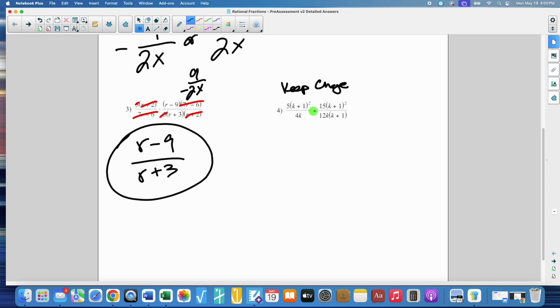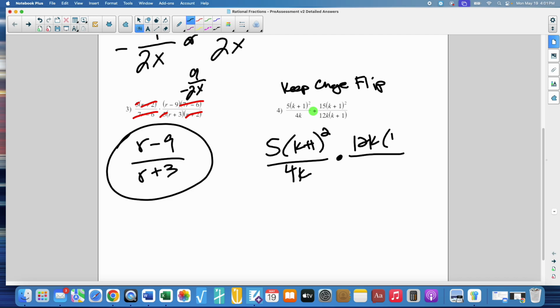Yeah, first step is to keep, change, and flip. Keep, change, flip. We're going to keep the numerator. We're going to change to multiplication, and then we're going to flip the reciprocal of the right fraction. Quantity squared. Okay, now we can start canceling.